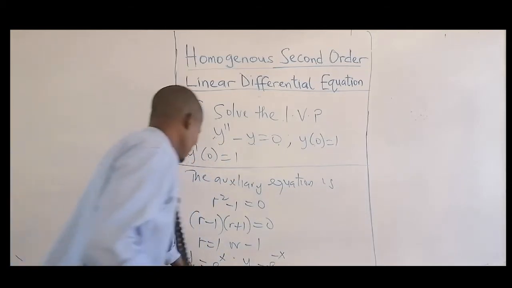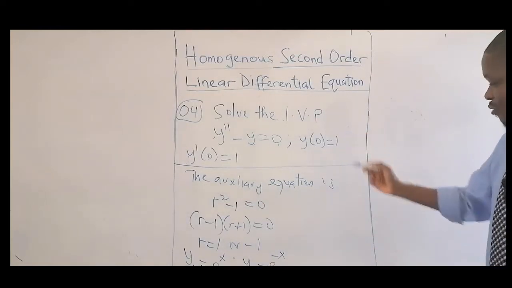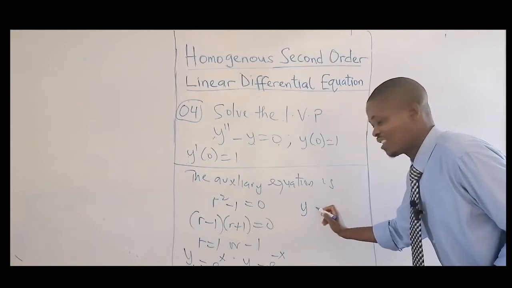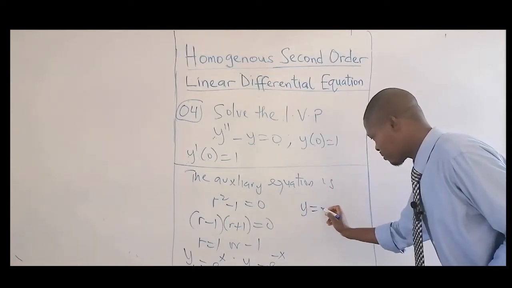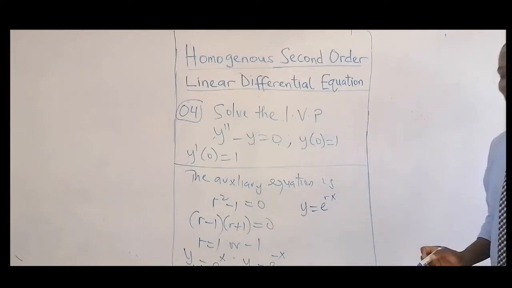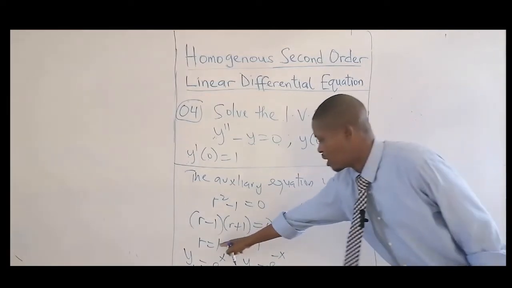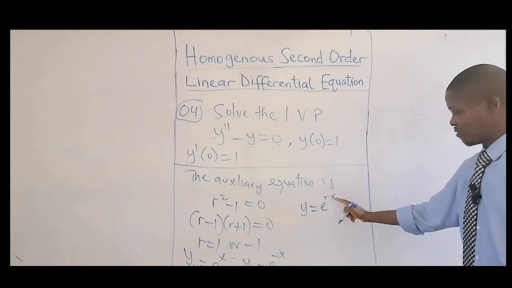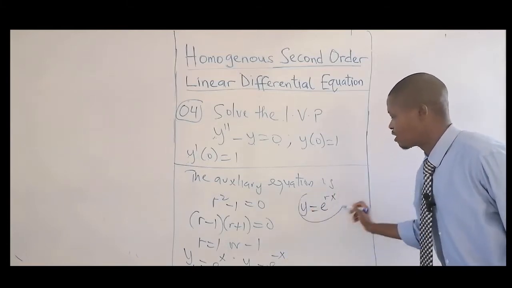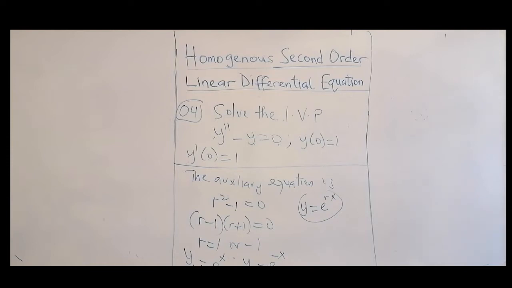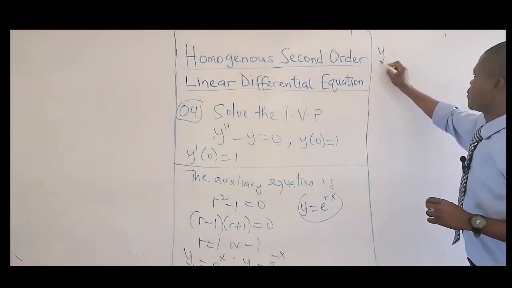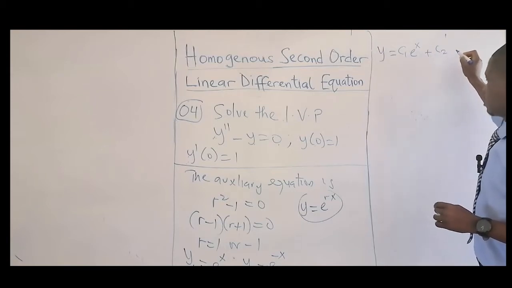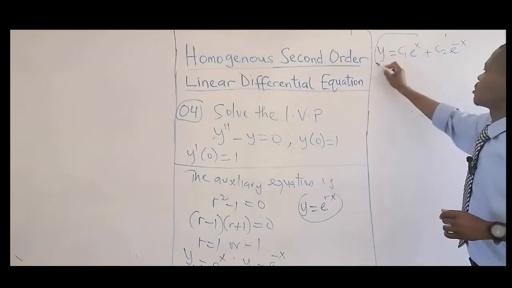Don't forget where we got this. In the first video on this topic, we said the solution of the differential equation is y equal to e^(rx). Our r in this case, the first one is 1, so 1 times x. The second one is minus 1, so minus 1 times x. That's how we got it. Then the general solution will be c1 e^x plus c2 e^(minus x). So that's the general solution.